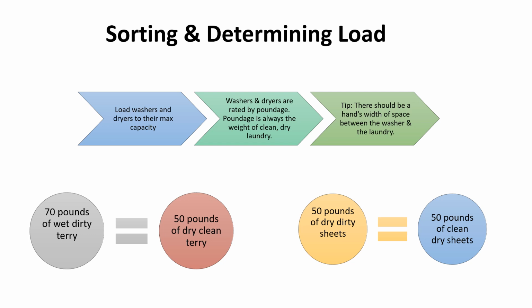The weight the washer can handle is based on linen when it is clean and dry. For example, sheets are usually dry when they are loaded into the washer. So if the washer is rated for 50 pounds, it can handle exactly 50 pounds of dry linen.